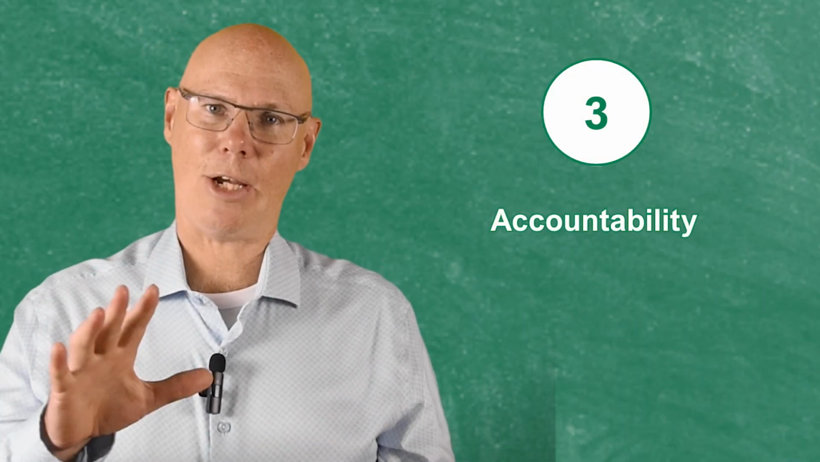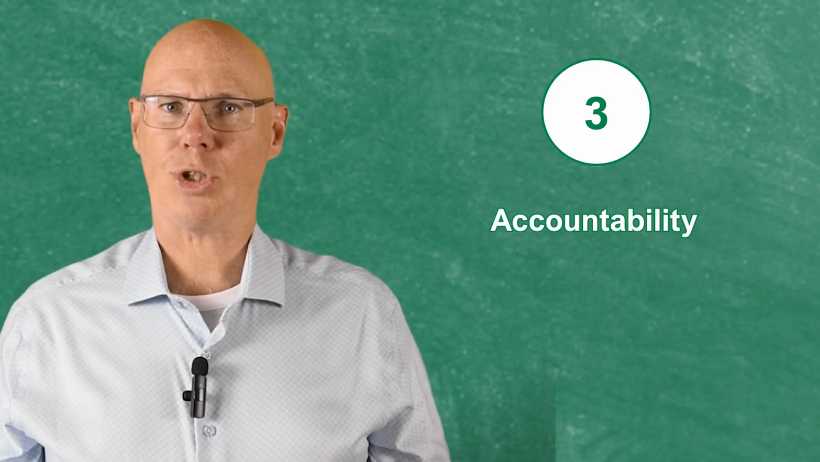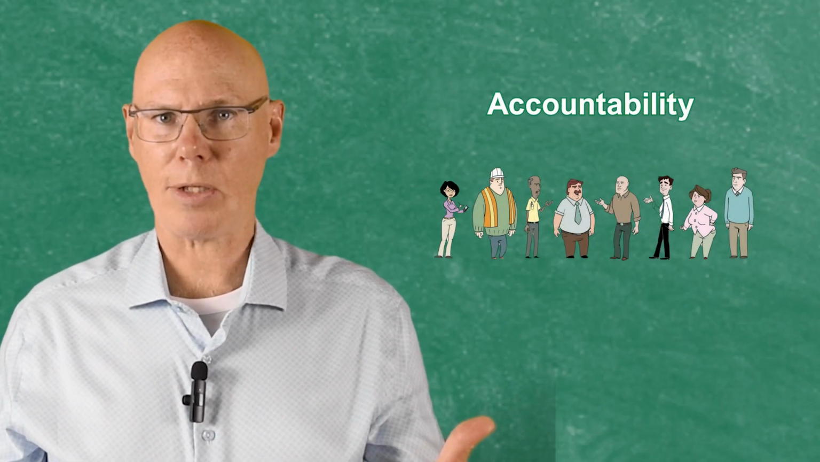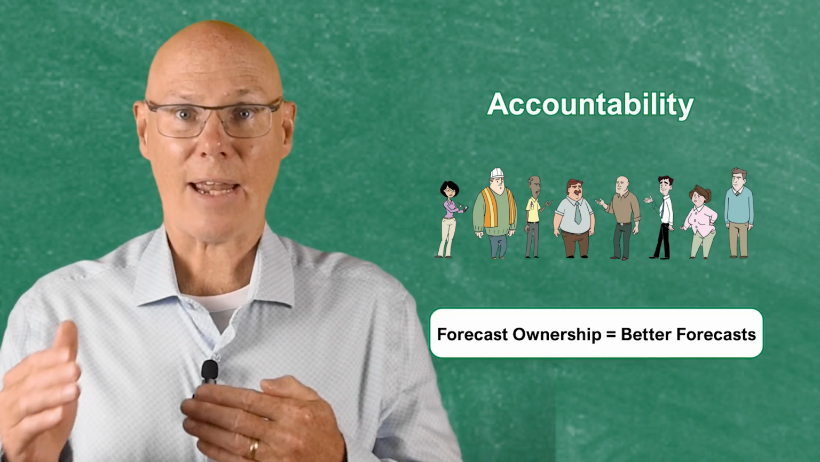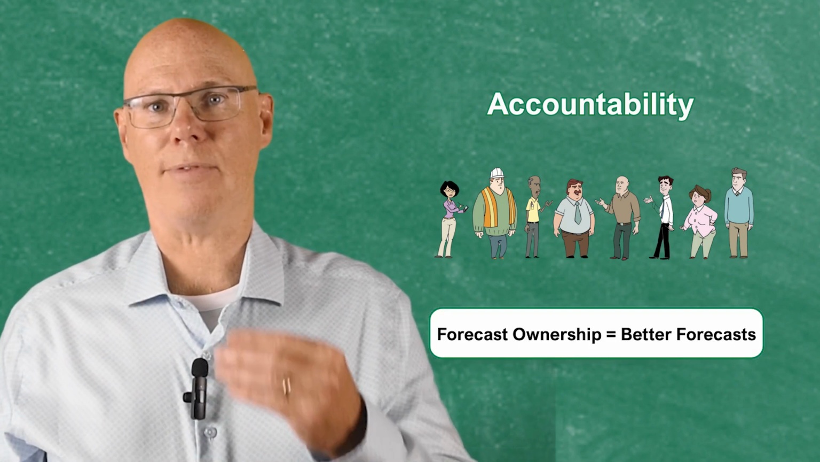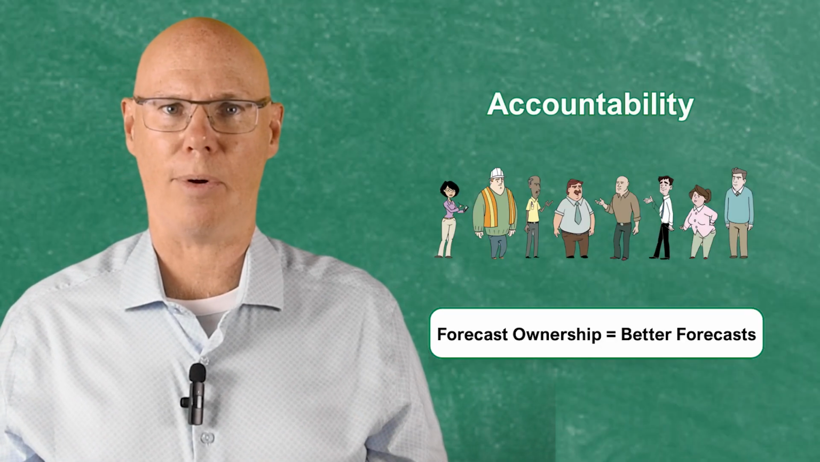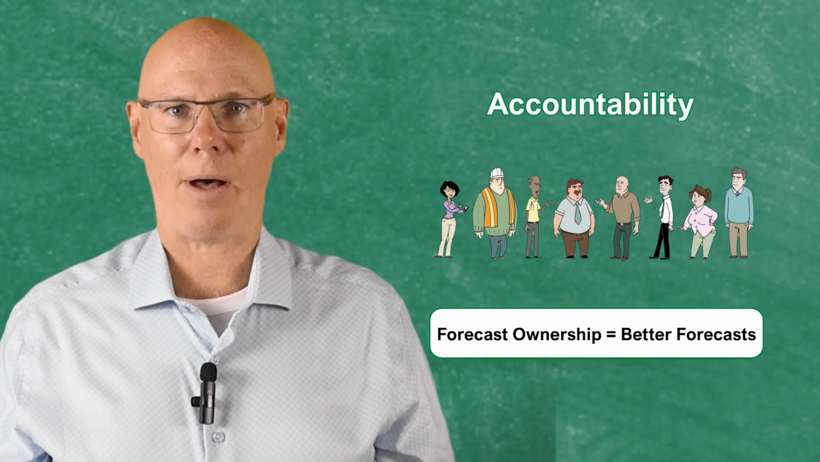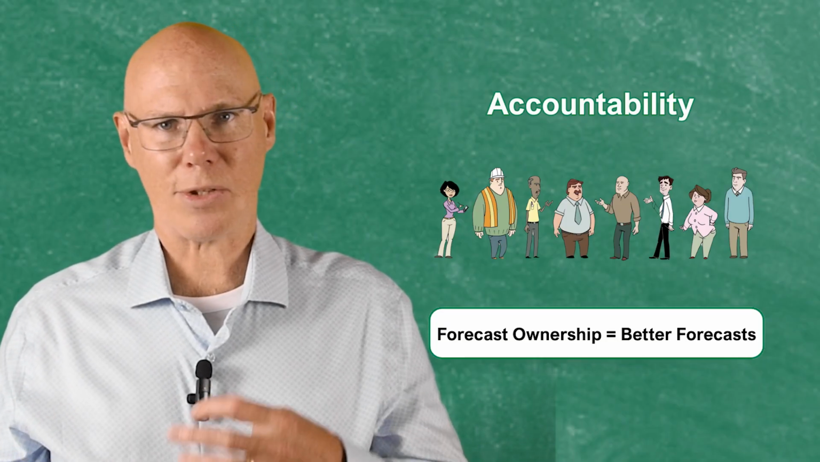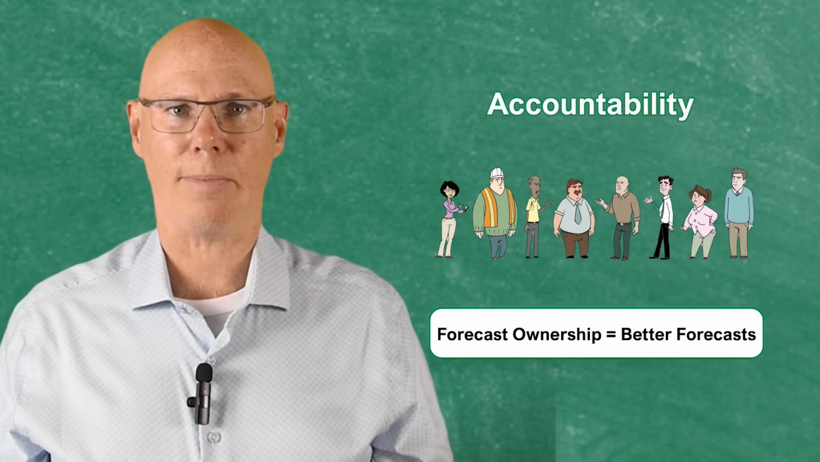Thirdly, segmentation allows you to assign accountability. Each demand stream should have a clear owner who is responsible for the quality of that forecast. That accountability is what drives discipline and ensures forecasts aren't just abstract numbers, but they're commitments that people manage and stand behind. In upcoming videos, I'll dive a little bit deeper into which departments own which of these responsibilities.